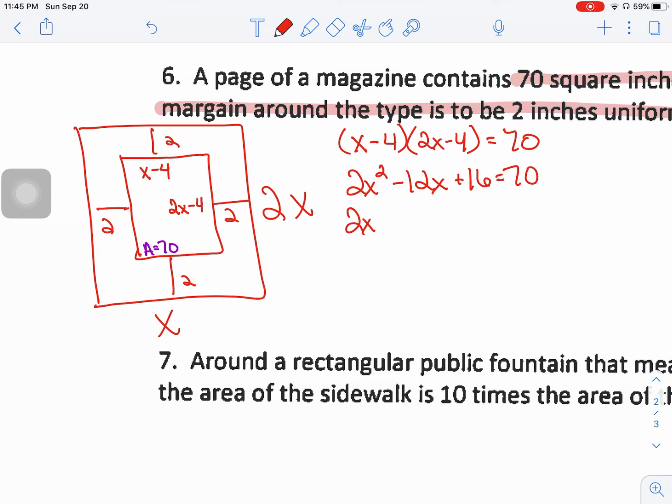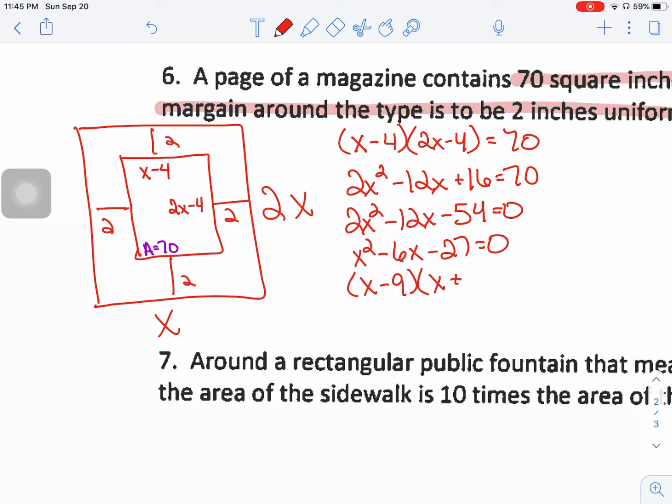I'm going to go ahead and move that 70 to the left side here. So let's see, 16 minus 70, negative 54, equals 0. Conveniently, everything is an even number. So x squared minus 6x, and I think that's 27, but again, double checking. All right, minus 27. All right, so x minus 9, x plus, I don't know why I just wrote a 2 when that's supposed to be a 3. See, I told you I made mistakes. Let's see, negative 9 times 3 is negative 27. All right, cool. So it gives me x is equal to positive 9, or x is equal to negative 3.